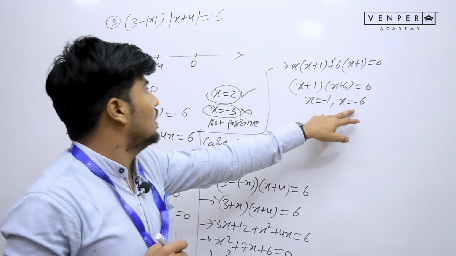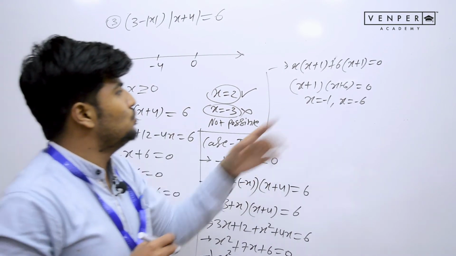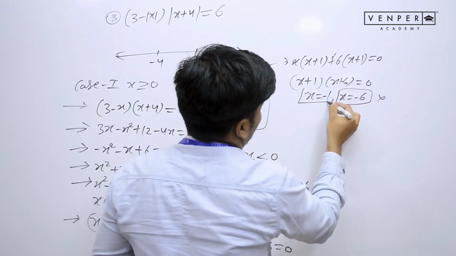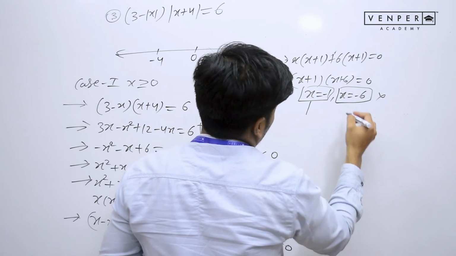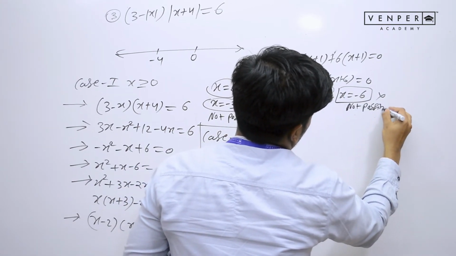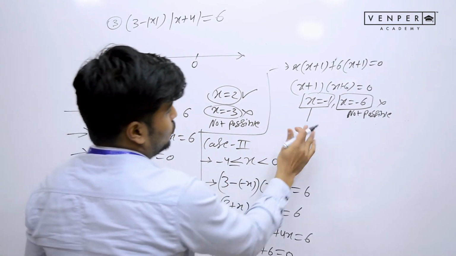Obviously -6 doesn't lie. -6 will be somewhere here. So you cannot take this as a solution. So again I will reject this answer. This answer will be rejected and this will be selected. So I will write not possible here, because it doesn't satisfy our condition which we started with. So x = -1 is one solution.